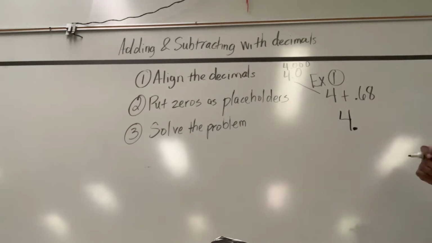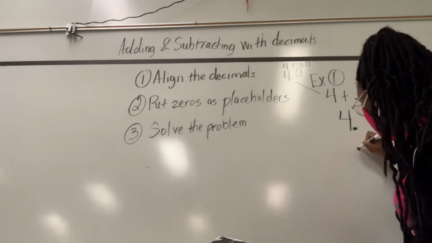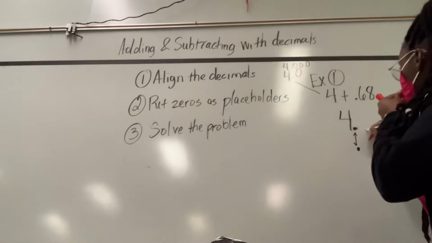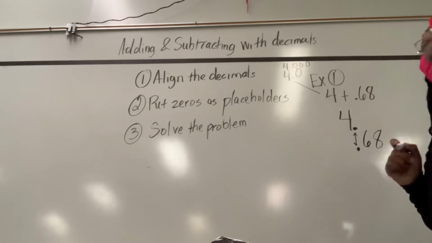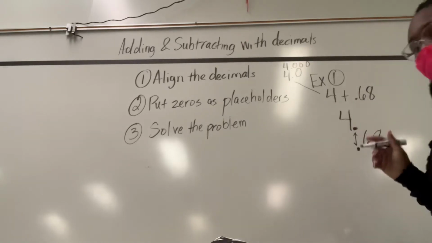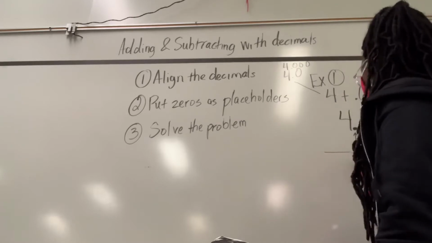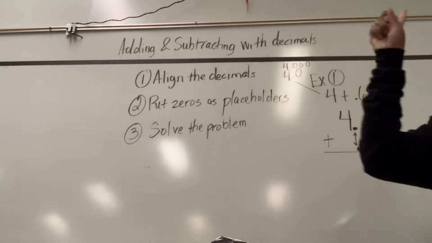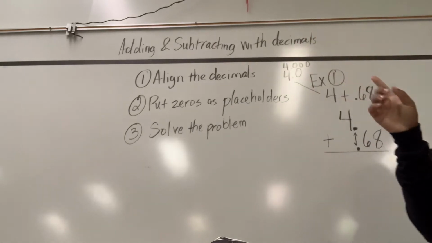Our next term, here's a decimal. We're going to make sure those decimals are aligned with each other, and then the 6 and the 8 are behind it. Is everybody following so far? All right. Here's my equation, and it said to add. So I've just completed step 1. Does everybody see that? Yes.